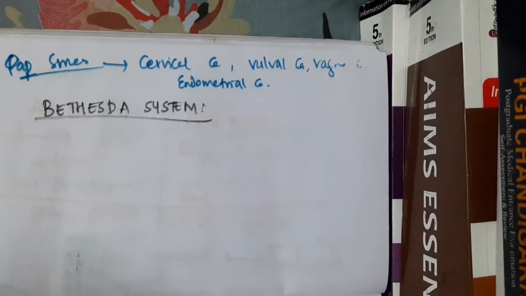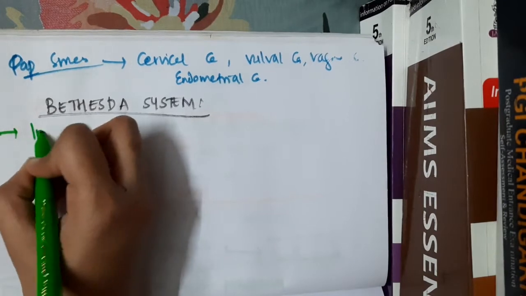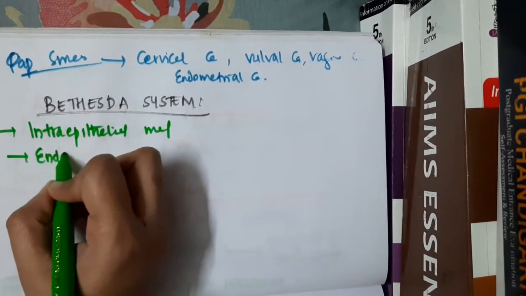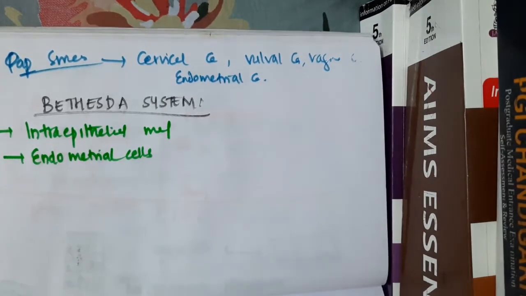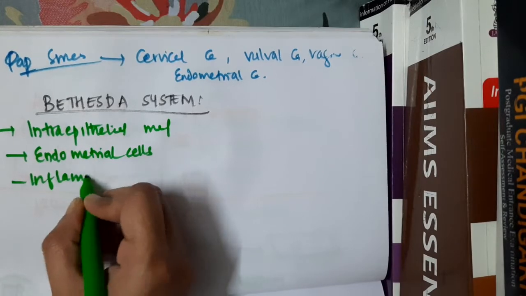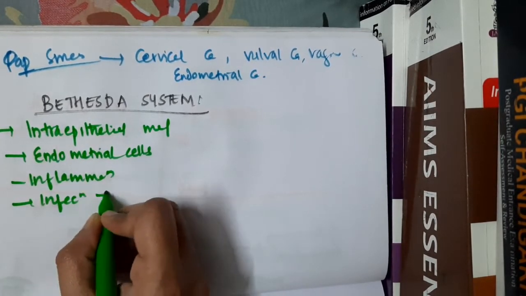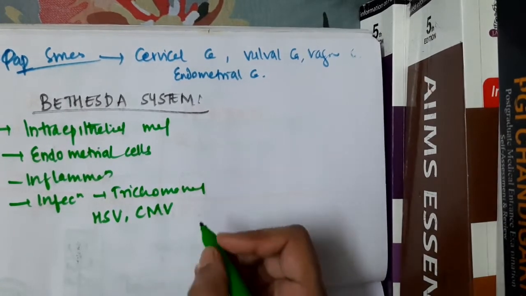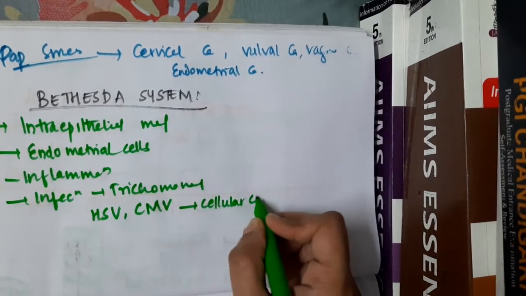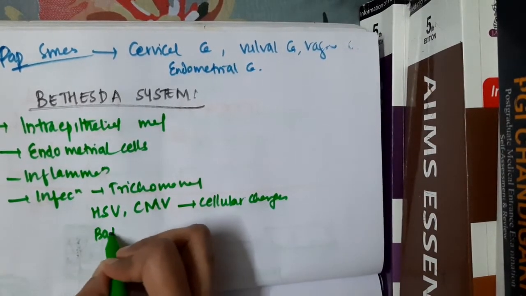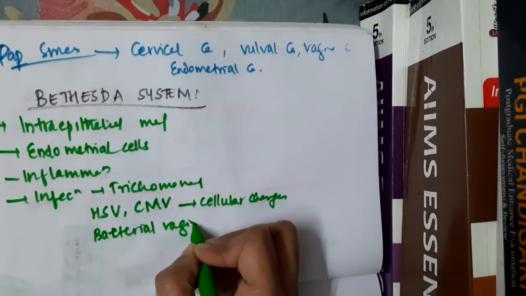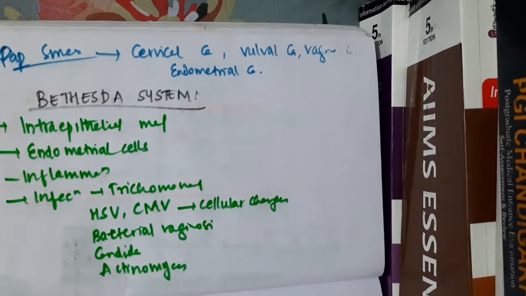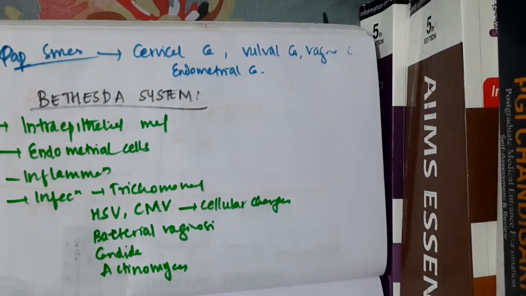In the pap smear result, you will see whether any intraepithelial malignancy is present or not, and the number of endometrial cells is also seen. Then if there is any inflammation, inflammatory cells may be seen, and if there is infection, infectious organisms like trichomonas, herpes simplex virus, cytomegalovirus. In herpes simplex and cytomegalovirus, we see cellular changes in pap smear. Pap smear can also be used to visualize bacterial vaginosis, candida organisms, and actinomyces. And these are the infections.